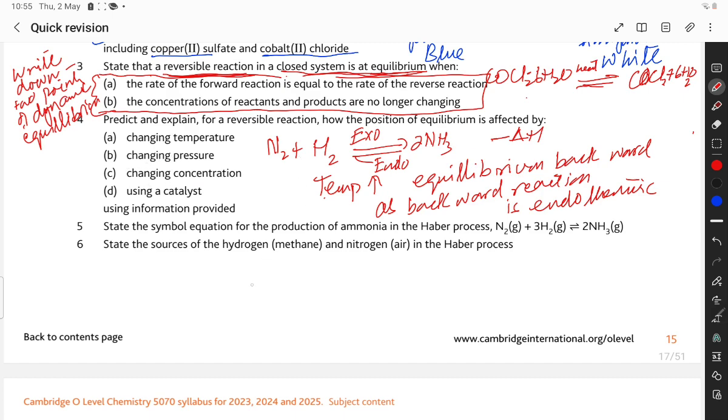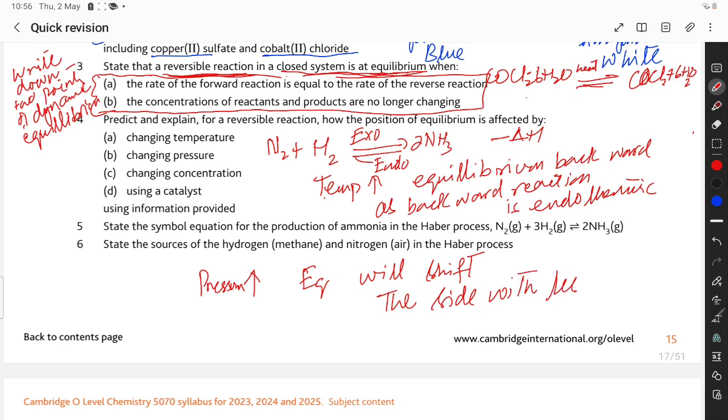Changing the pressure: increasing pressure, the equilibrium will shift to the side with fewer moles of molecules, and vice versa with decreasing pressure. If pressure is decreased, then the equilibrium will shift to the side with more moles.